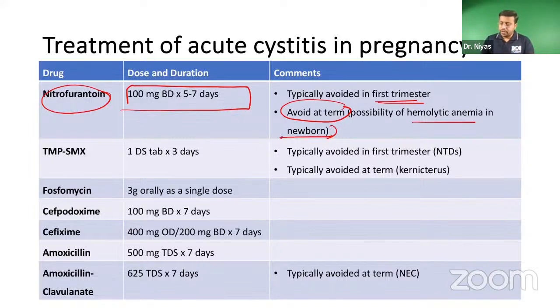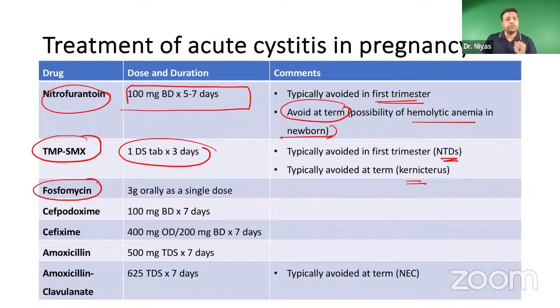The second drug, trimethoprim sulfamethoxazole, one double strength tablet you can give for 3 days. Again, this also should be avoided in the first trimester because of the risk of neural tube defects. And again, typically avoided at term because it also can cause neonatal jaundice. Fosfomycin is also safe in pregnancy.